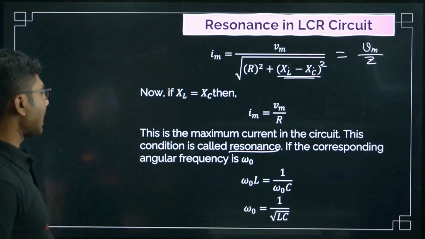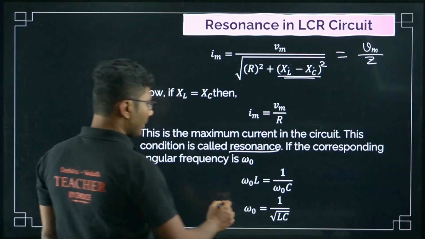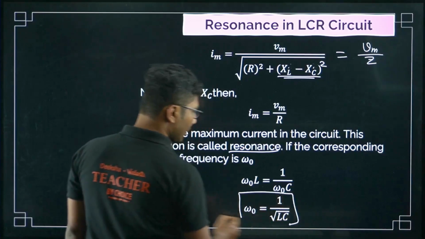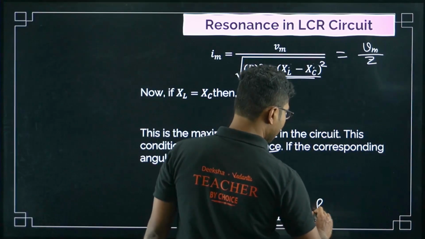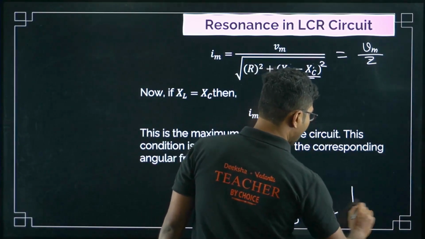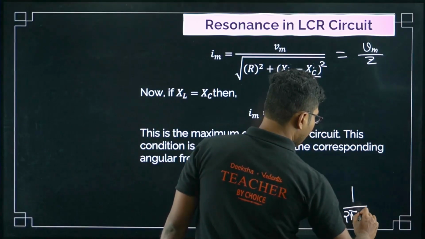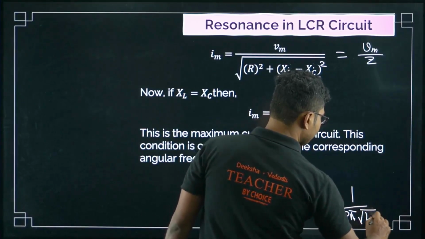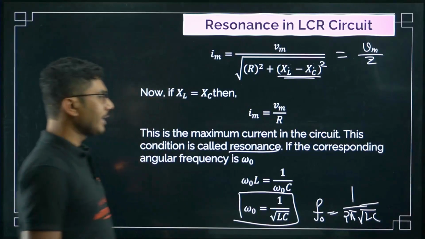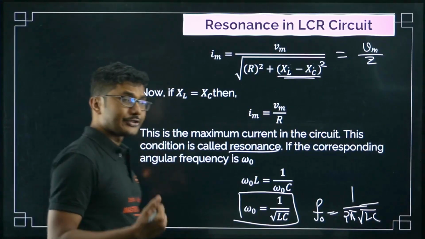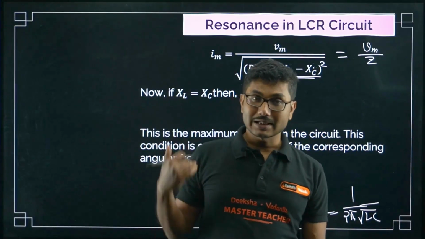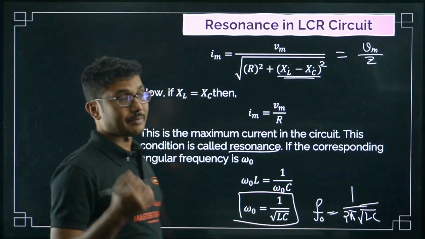This corresponds to the angular frequency omega naught. So omega naught is given by 1 by the square root of LC. The corresponding frequency is given by 1 by 2 pi square root of LC. Both are important. Based on that, questions will come. It has come and will come in your KCET exam as well.